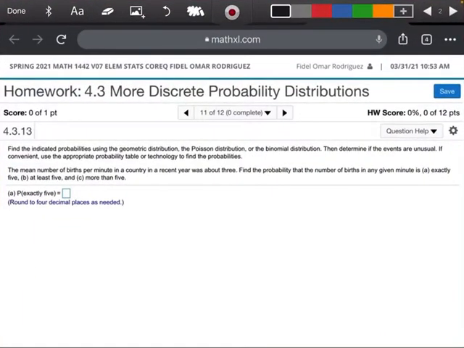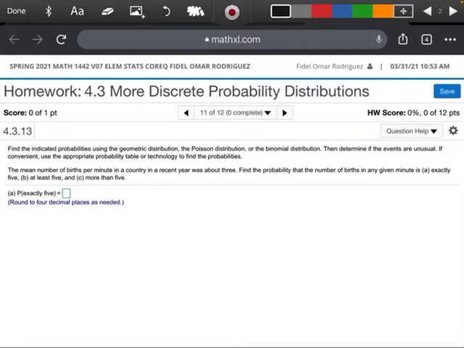All right, so guys, this is number 11 out of 4.3, and it says find the indicated probabilities using either the geometric, the Poisson distribution, or the binomial distribution. And then it says, then determine if the events are unusual. Use the appropriate probability tables or technology to find the probability.